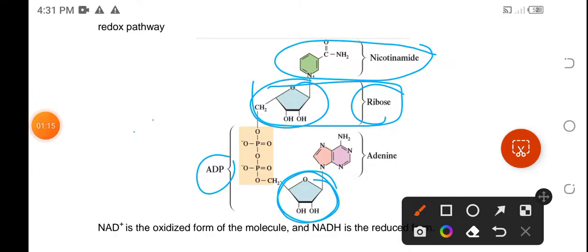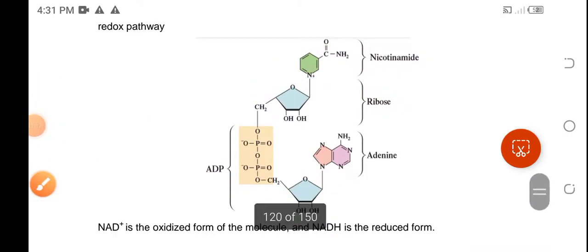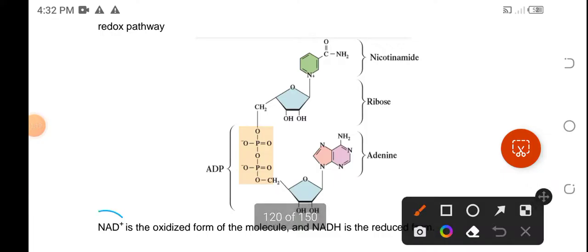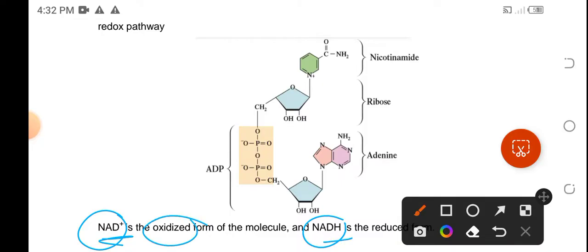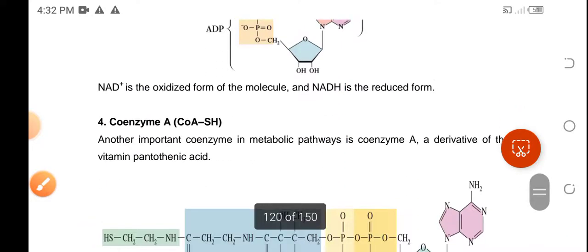So we have again the NAD plus and the NADH. The NAD, yung walang hydrogen is the oxidized form, and the NADH is the reduced form.